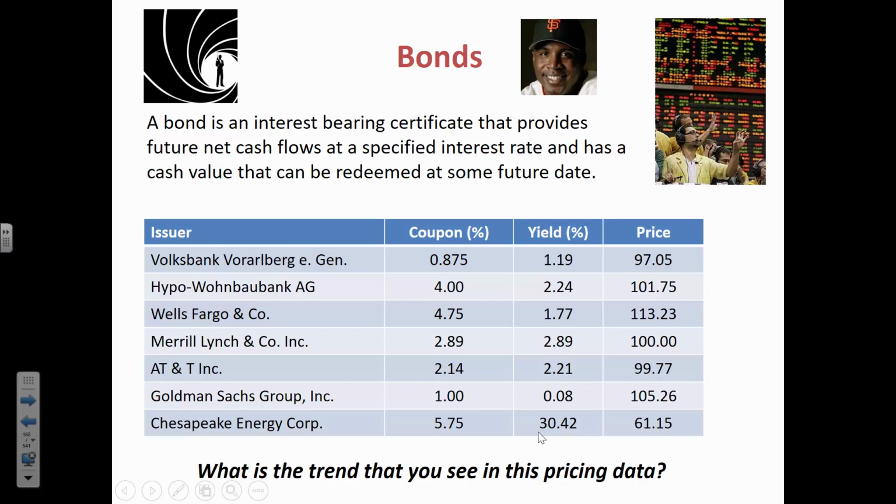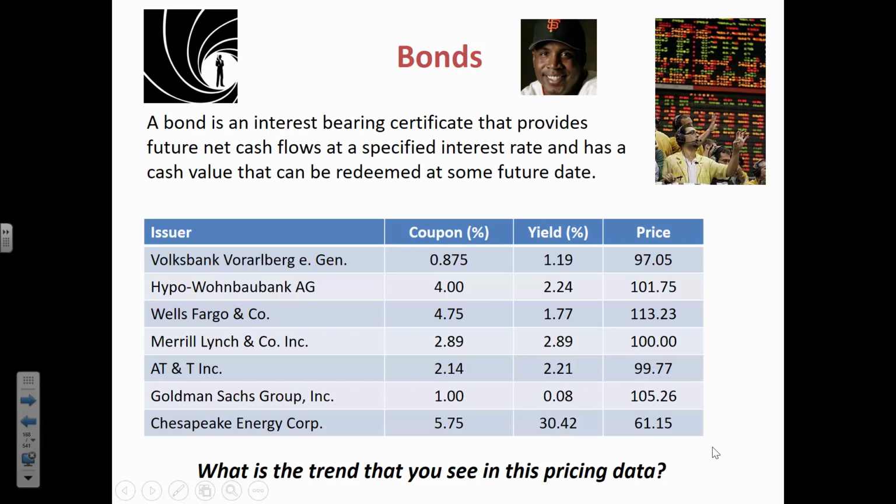So what it means is that Chesapeake is paying $5.75 per year for every $100 of bonds that they originally issued, but I don't have to pay $100 to get that $5.75 per year. I only have to pay $61.15. And so it's not really 5% anymore. It's a greater percentage because you are paying less than the original purchase price.